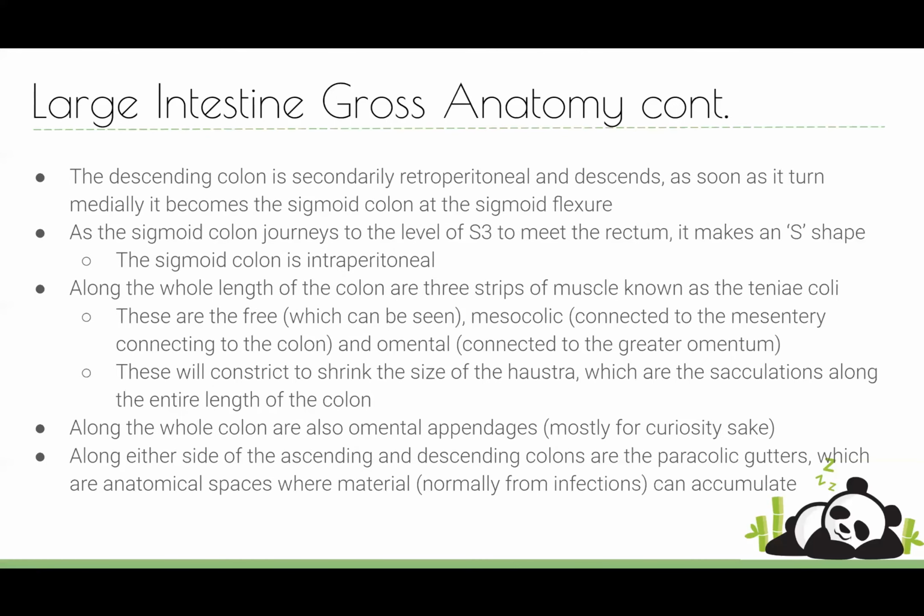The descending colon is secondarily retroperitoneal as well, as it becomes the sigmoid colon. The sigmoid colon will continue to the rectum and makes an S shape, which is, I guess, kind of why it's called a sigmoid colon.